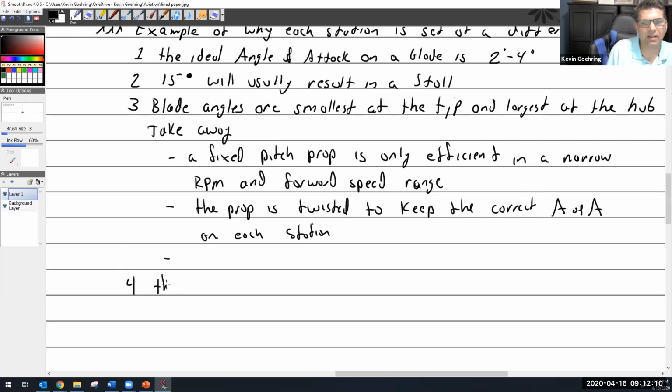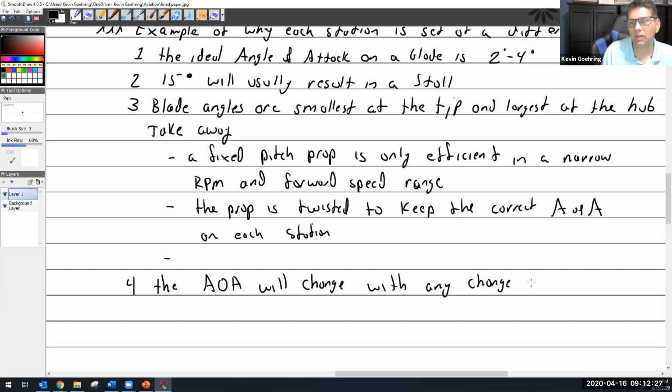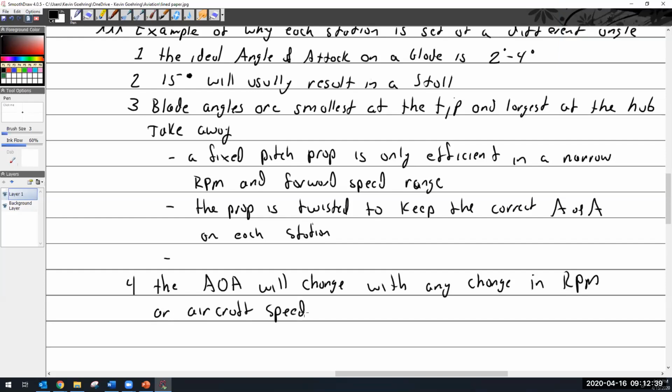So the angle of attack, angle of A, will change, I guess it's kind of a takeaway, with any change in RPM or aircraft speed. And that's per station, right? Yep, everywhere along the entire blade. You change RPM, you change aircraft speed, you change the angle of attack on the whole blade.